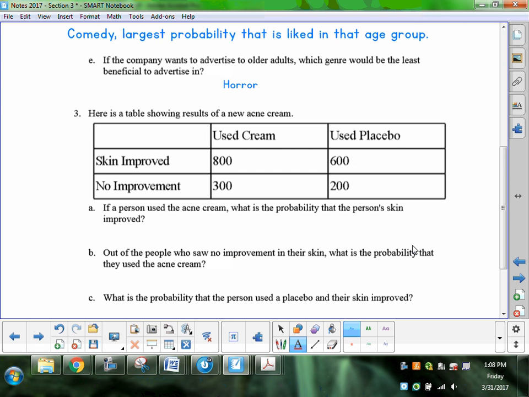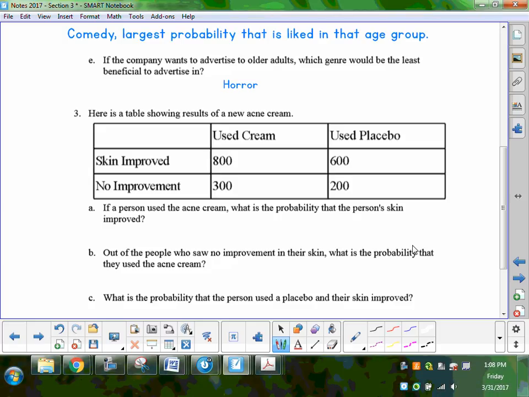Take a look. The toughest part of these, in all honesty, is interpreting what the beginning says and how to structure this. Looking at everything that's there, I'm going to use some initials to designate certain conditions. Here's a table showing the result of a new acne cream. This is the number of people whose skin improved that used the cream. Number that skin improved using the placebo. So I'm going to label this as an I for improved. This is the number of no improvement that used the cream and then that used the placebo. So this I'm going to label N for no improvement.